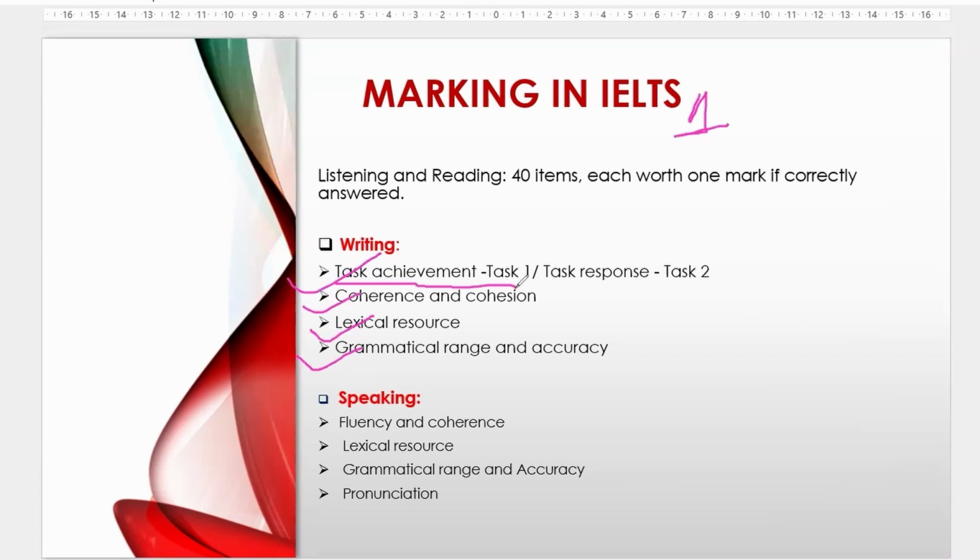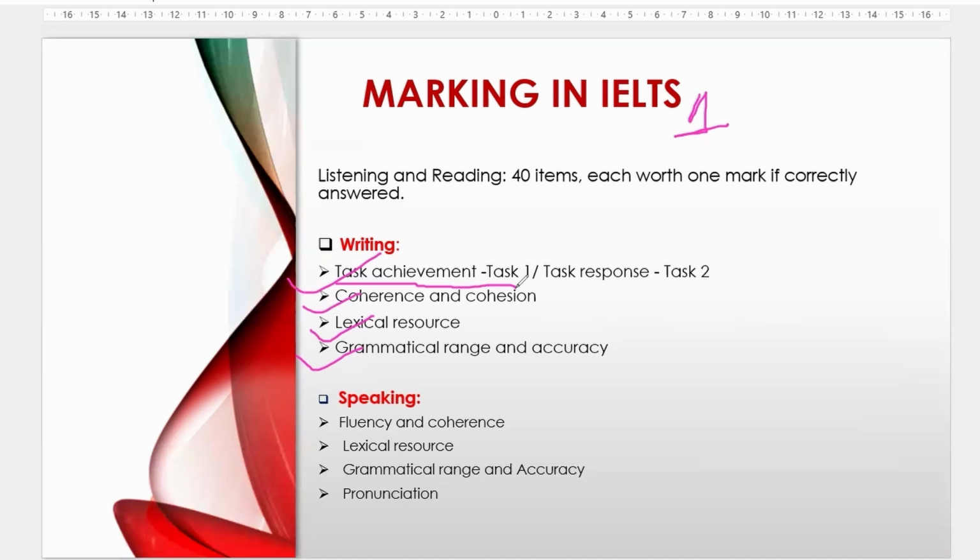Try to cover the length of the task along with maintaining coherence and cohesion. What does it mean about coherence and cohesion? It means whatever you are writing, your ideas are connected from beginning to end, from first to last, or top to bottom. It means do not try to divert yourself from the topic.